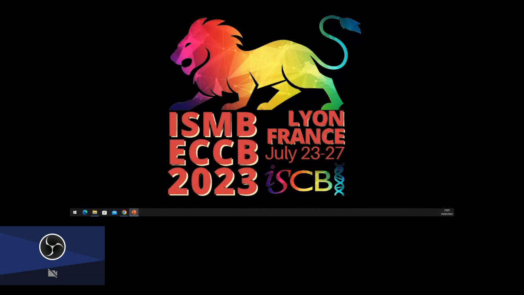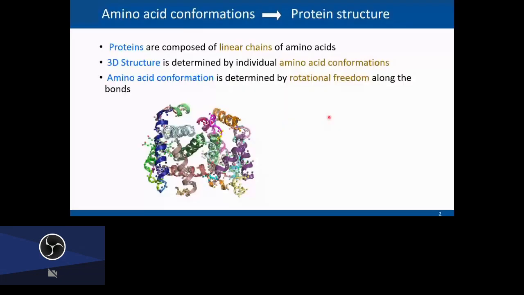Proteins are composed of linear chains of amino acids that fold into complex 3D shapes. This 3D shape or 3D structure of a protein is determined by individual amino acid conformations. More precisely, these conformations are determined by rotational freedom along the bonds, and we can quantify this rotational freedom in terms of dihedral angles. Simply, a dihedral angle is an angle between two intersecting planes.